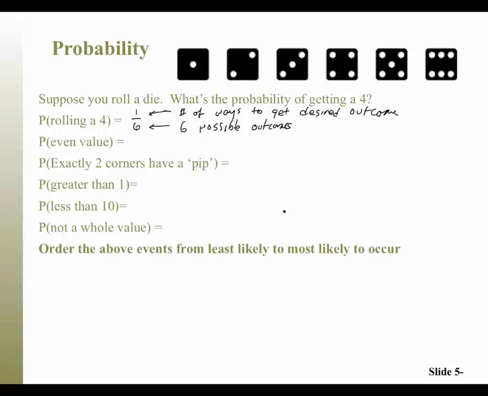So a pip is a dot. All right? So right there, that is a pip. So the side with 6 has 6 pips on it. That's what a pip is. It's a dot. Okay? So now you do these.